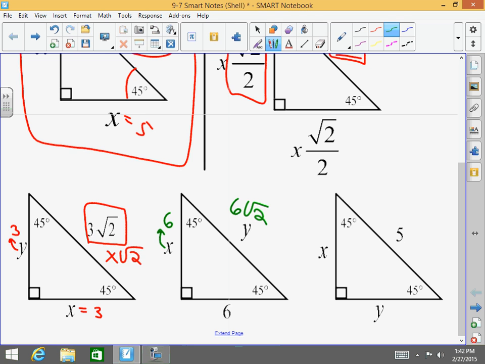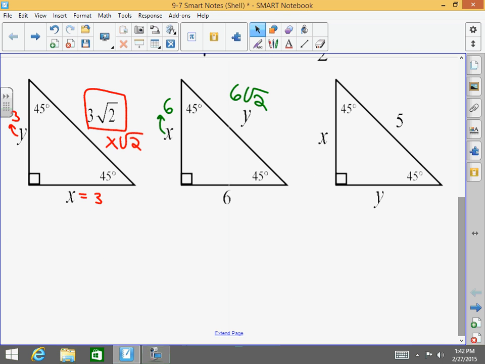Now, here's the part that gets everyone into trouble. I'm not going to do the shortcut first. I'm first going to do it the long way, and then I'll show you why and how awesome that shortcut really is. In this particular case, they give you the hypotenuse to be 5. Now, a lot of times, people will go, oh, this is 5 square root of 2. No, wrong. Please don't do that.